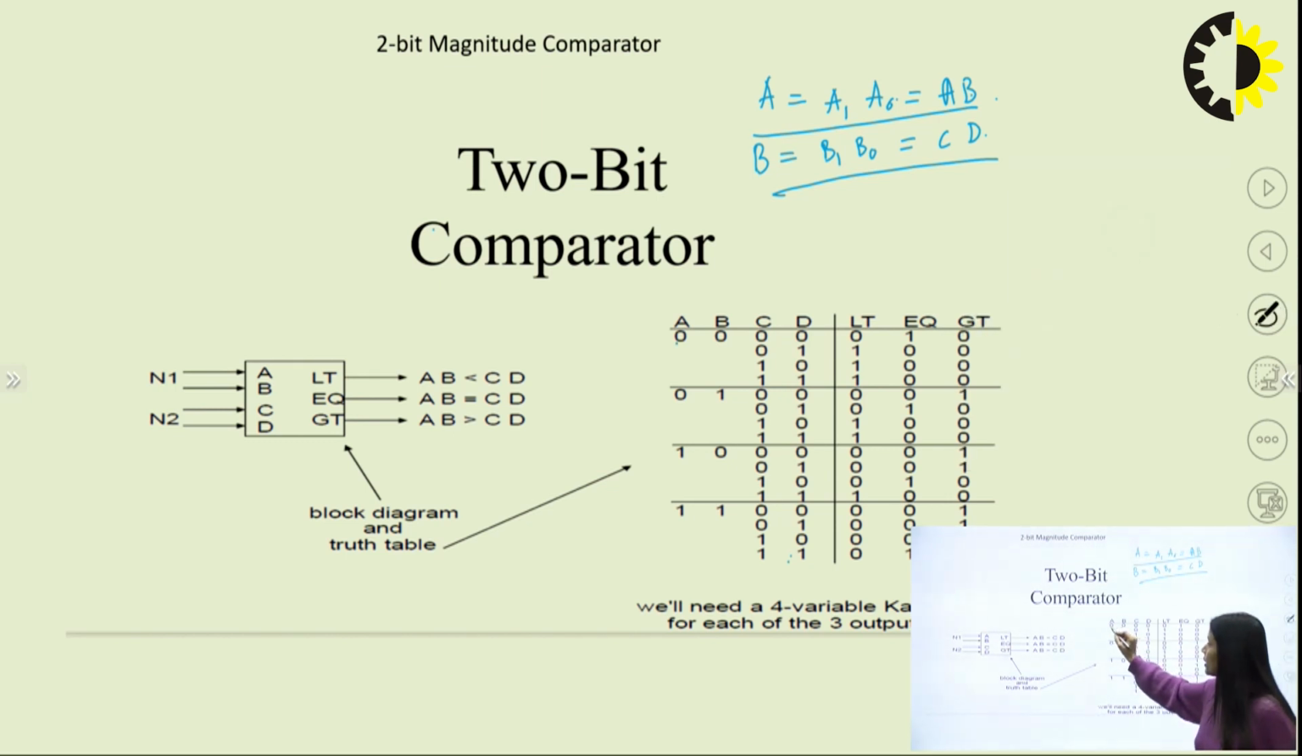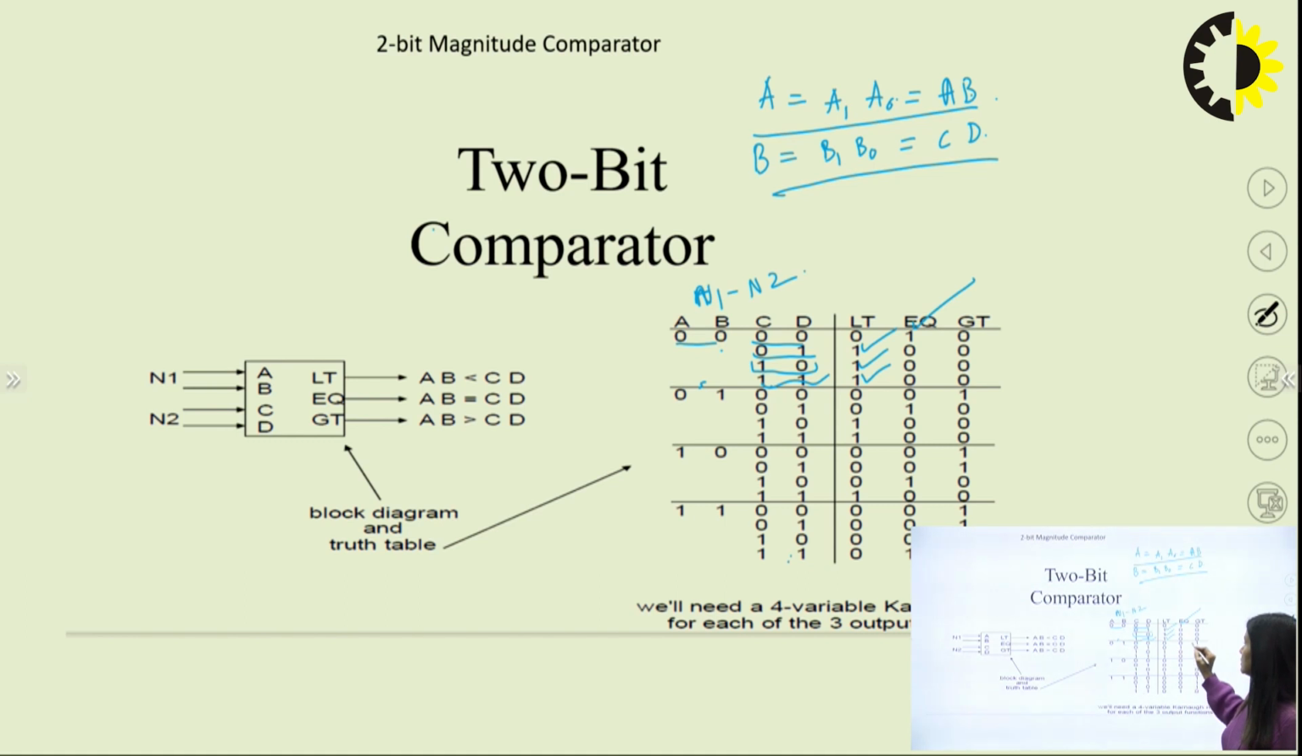For 0 0 and 0 0, equal is high. For 0 0 and 0 1, less than is high, because this is the first number, n1, so I am performing n1 minus n2. For 1 0, this is again less, this is again less.